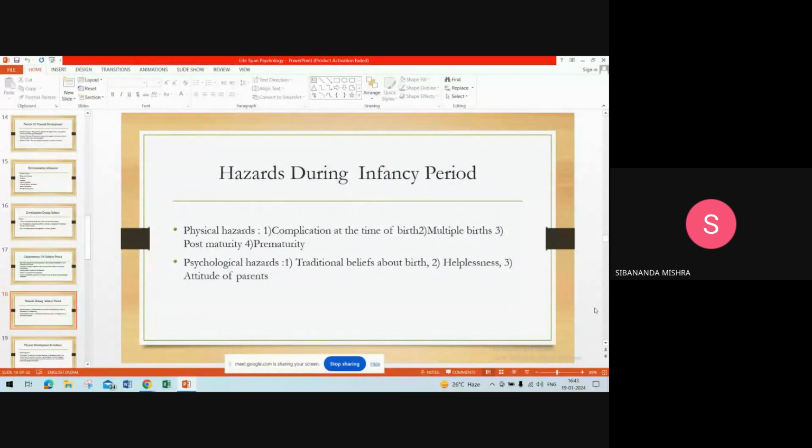Third is attitude of parents, like many people feel a girl is not good, a boy is good. Gender differences, gender preferences. Nowadays it is much better. Both are okay. Girls are also capable, boys are also capable. Nowadays people accept it, but in traditional times, that was a problem. Some people in remote areas or traditional people still feel that. Excessive crying, difficulty in nourishment, unexpected arrival of twins, complications like that. These are psychological hazards. So these are some of the points of hazards during the infancy period.